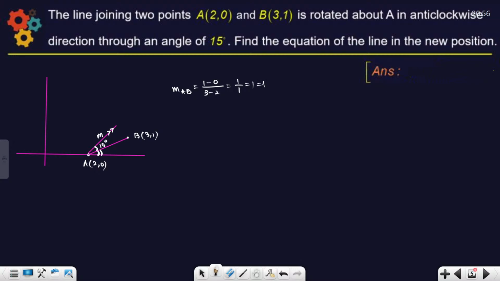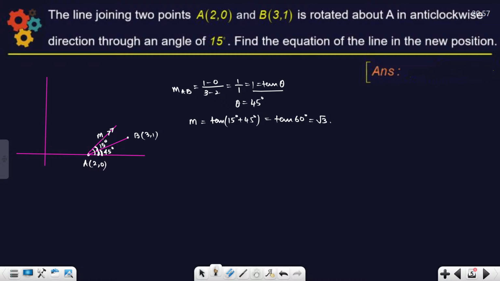Slope as 1 means, what is the inclination angle there? Your theta will be nothing but 45 degrees. When tan theta is 1, theta is 45 degrees. Therefore, this angle is 45 degrees, which we straight away got. Now this is 45 and this is 15, so we know the slope of our required line. The slope of the required line m is basically tan(15 plus 45 degrees), which gives us tan 60 degrees, which is nothing but √3.